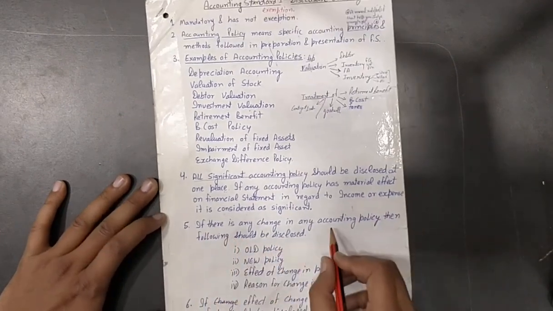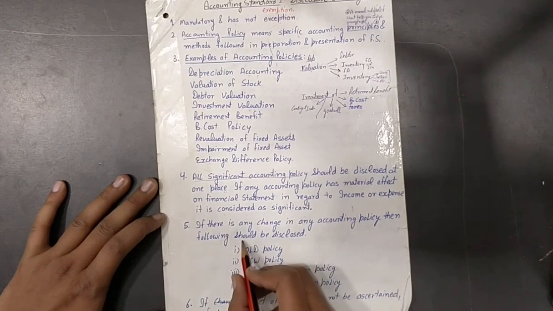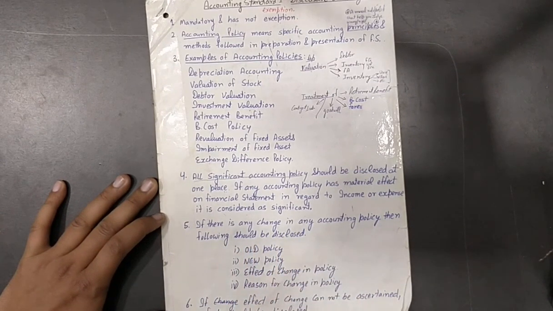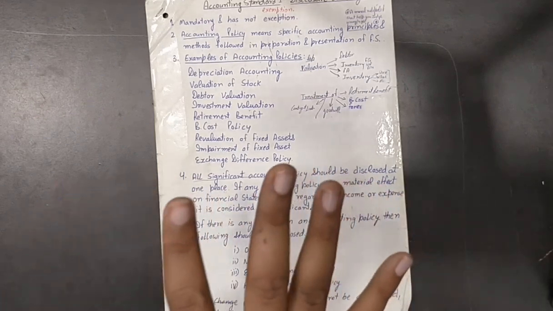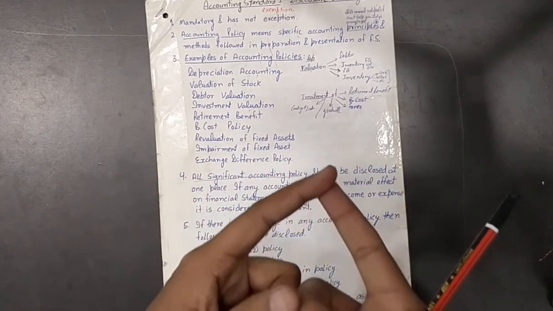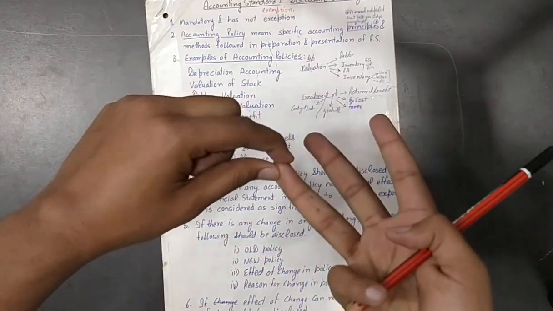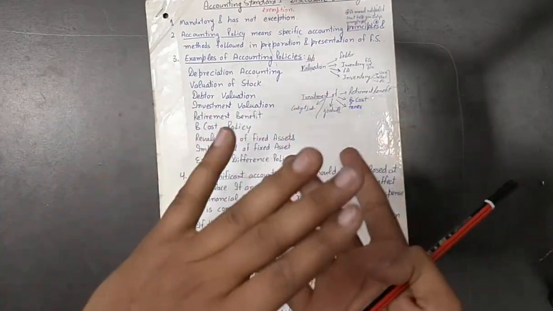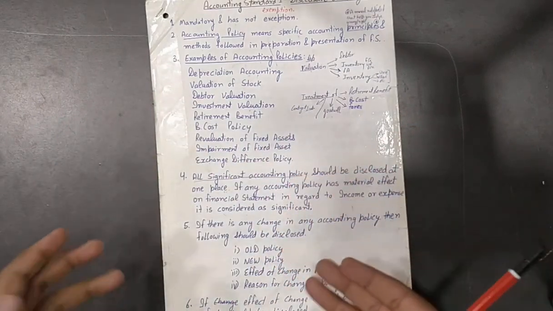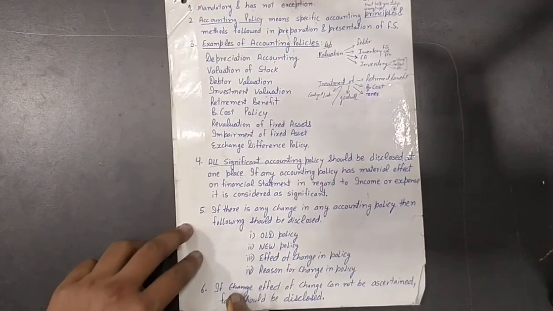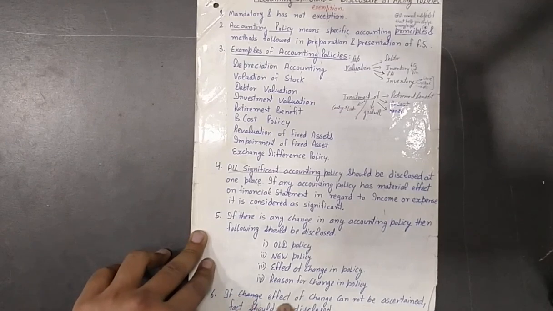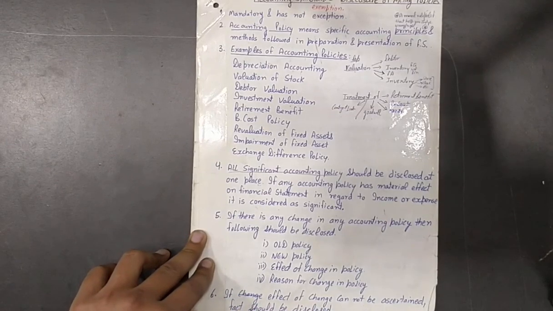If there is any change in accounting policy, then the following should be disclosed: old policy, new policy, effect of change in policy, reason for change in policy. Four things are required whenever accounting policy is changed: old policy, new policy, effect of change in policy, reason for change in policy. All right, when can we change the accounting policy? We'll discuss now. If the effect of change cannot be ascertained, facts should be disclosed that we cannot ascertain the effect of the policy.